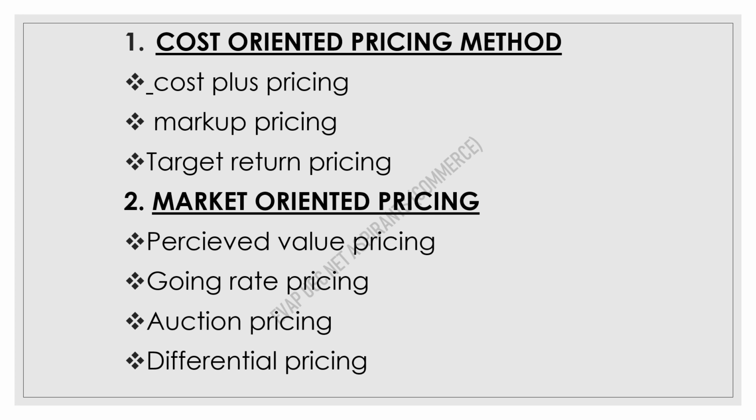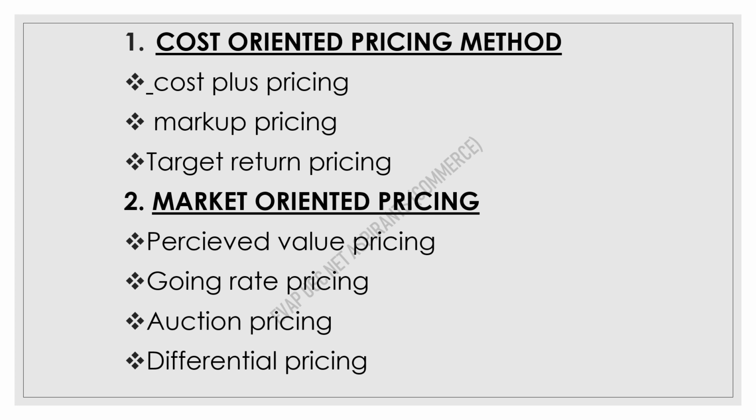First one is cost plus pricing. In cost plus pricing, the base price is fixed by the manufacturer and then a certain percentage is added higher than the cost price. That is called cost plus pricing. So ultimately the main aim is to incur profits. Then the next one is markup pricing. Markup pricing is also similar to cost plus pricing, that is, adding a certain percentage to the cost price to gain profits.